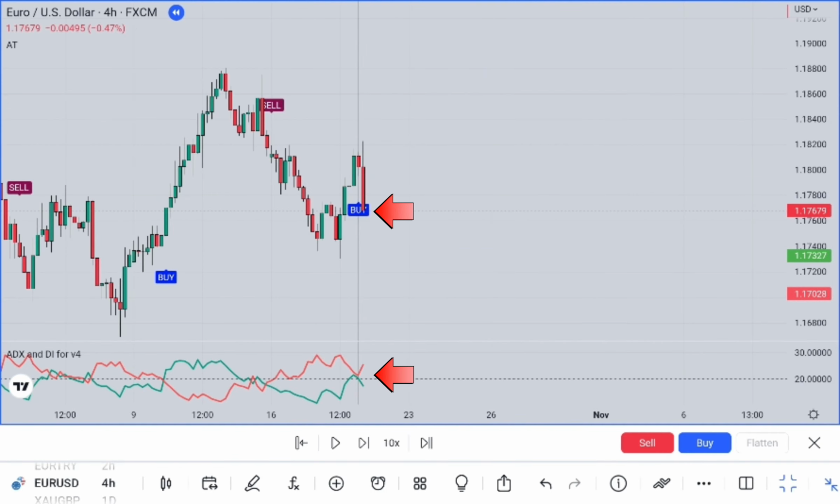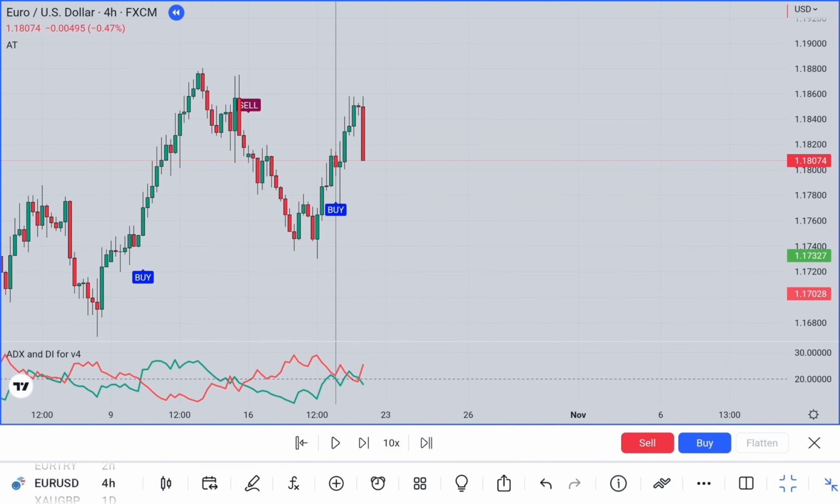Please pay attention to this buy signal. Our indicator is wrong here. It gives a signal, but in our ADX indicator below, the red line is above the green. So opening a trade on this buy signal would be wrong and could possibly result in a loss.